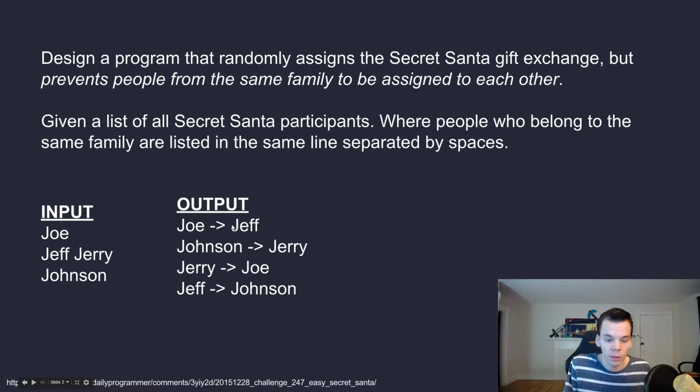But you notice one other thing is that this output could have solved it differently. Joe could have given to Jeff, and then Jeff could have given back to Joe. Jerry could have given to Johnson, and Johnson could have given back to Joe. And that would have created two closed loops that were still valid. And there's a bonus part to this question, which is see if you can create an algorithm that does not produce any of those closed loops. So it's one giant chain of people giving to each other, but still no people giving to people inside of their own family. So let's jump in.